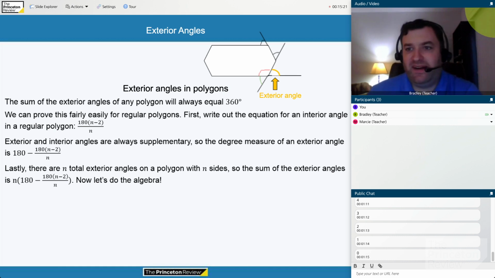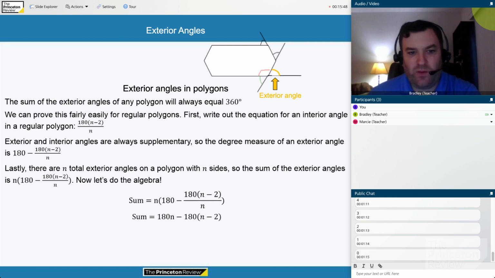So from there, since there are n total exterior angles in a polygon, because each interior angle only takes one exterior angle, the sum of the exterior angles would be each exterior angle multiplied by the total number of angles, which is n. So let's do some algebra here. First, let's distribute that n. And when we distribute that n, the fraction cancels out. So we get 180 times n minus 180 times the quantity n minus 2. And let's distribute again, to get 180n minus 180n plus 360, which equals 360.